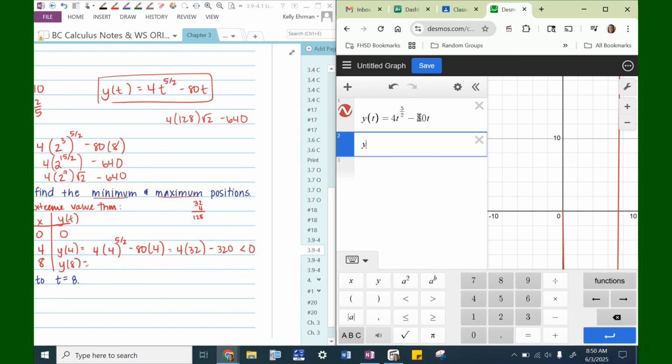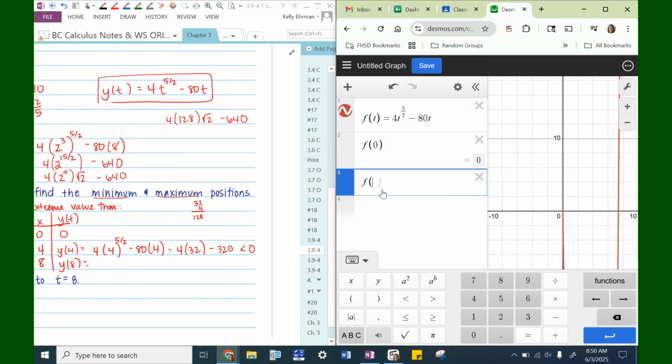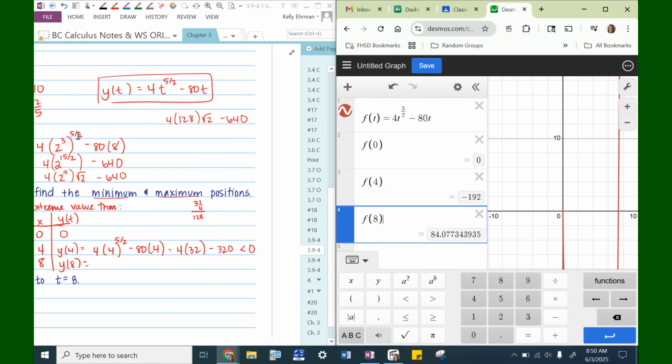Okay, so we want y of 0. Okay, instead of y, let's call this f. F of 0. F of 4. F of 8. Okay, so f of 8 turned out to be positive. Good to know. I was saying it was negative, so that's bad on my part.